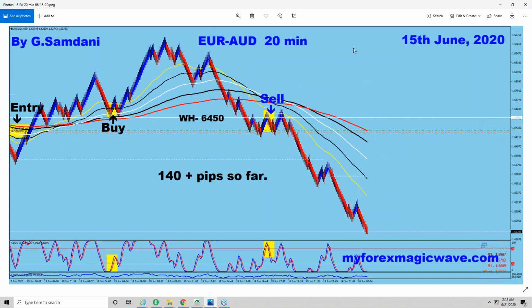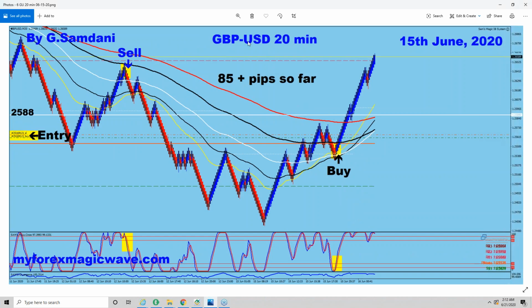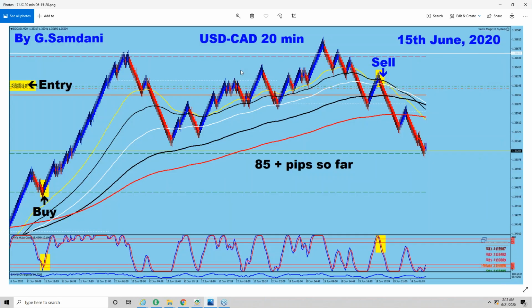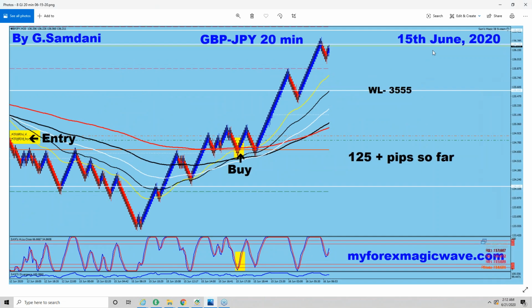And Euro Aussie on 15 June, so the same day, Monday. The same kind of entry as pound Aussie, because of the Aussie dollar strength, 140 pip right here. And on the 15th, pound USD was going up. Pound, for some reason, started getting strong. And then you can see USD CAD from the top start dropping here, right? 85 pip.